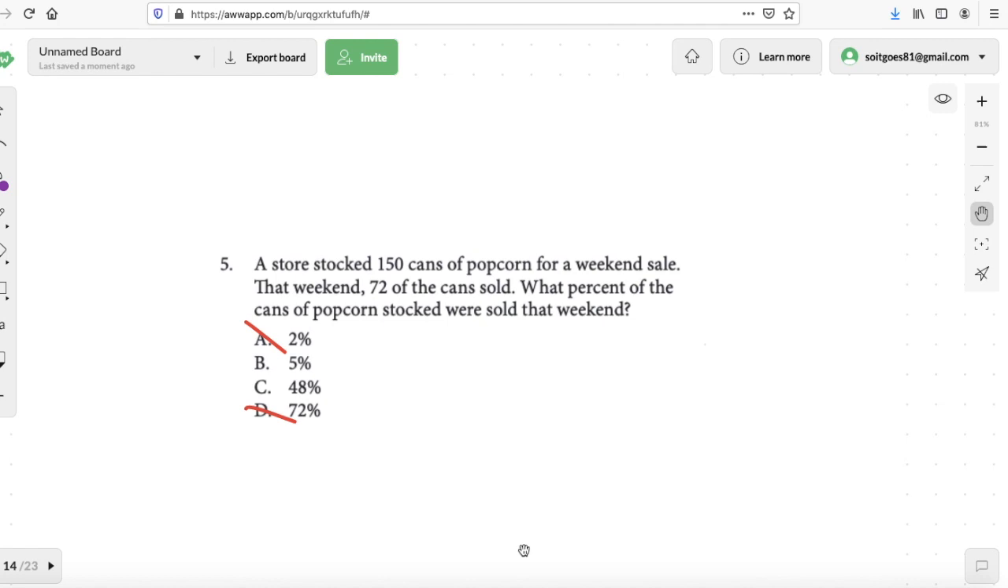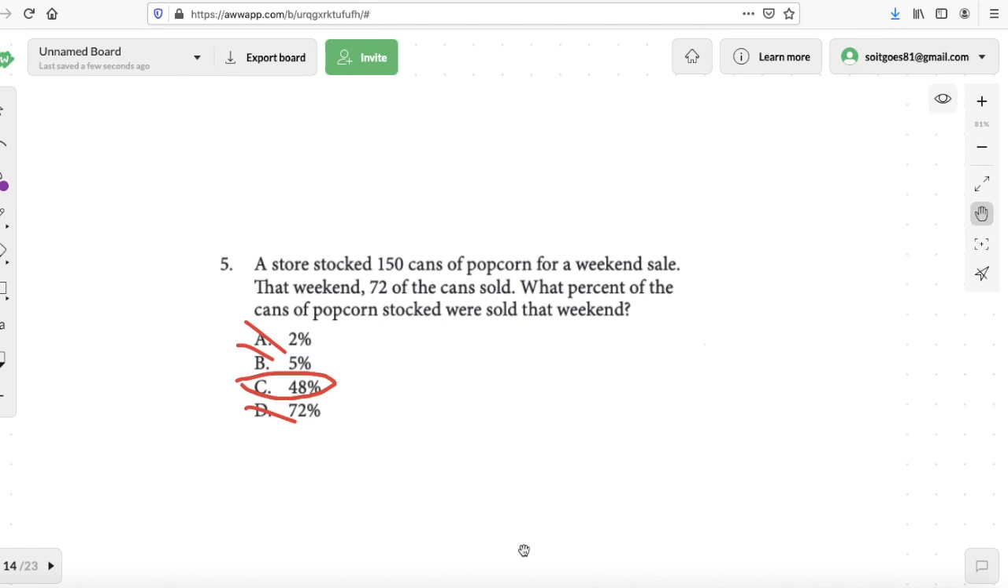What about answer choice B? 5%? Are you kidding me? 72 out of 150 is close to 50%. 75 would be 50%, so it's a little bit smaller than 50%. What's the right answer? C. It's got to be C. That's without doing a single calculation. Common sense, basic logic, process of elimination. This is how you do this test. Don't complicate it.